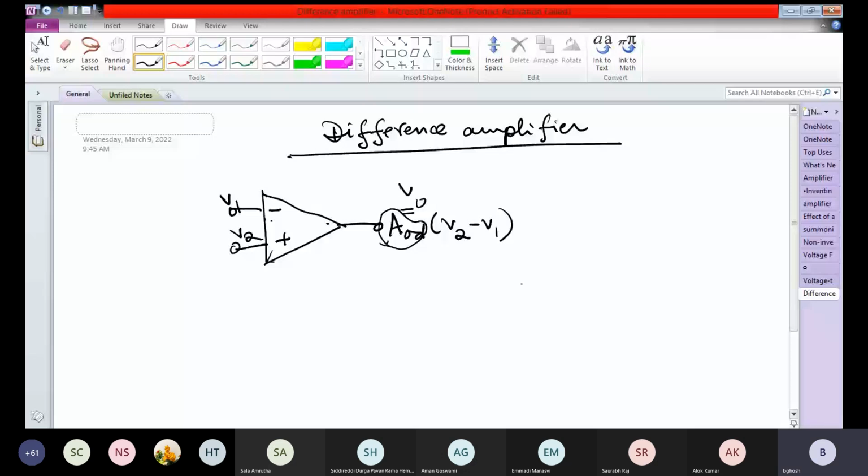Any kind of information signal, as I said to you, will be corrupted by noise. So if, for example, this is an audio signal which is coming and is converted to an electrical signal, there can be a common noise here. So when I amplify the difference, that noise gets cancelled out. We mentioned this in our first class.